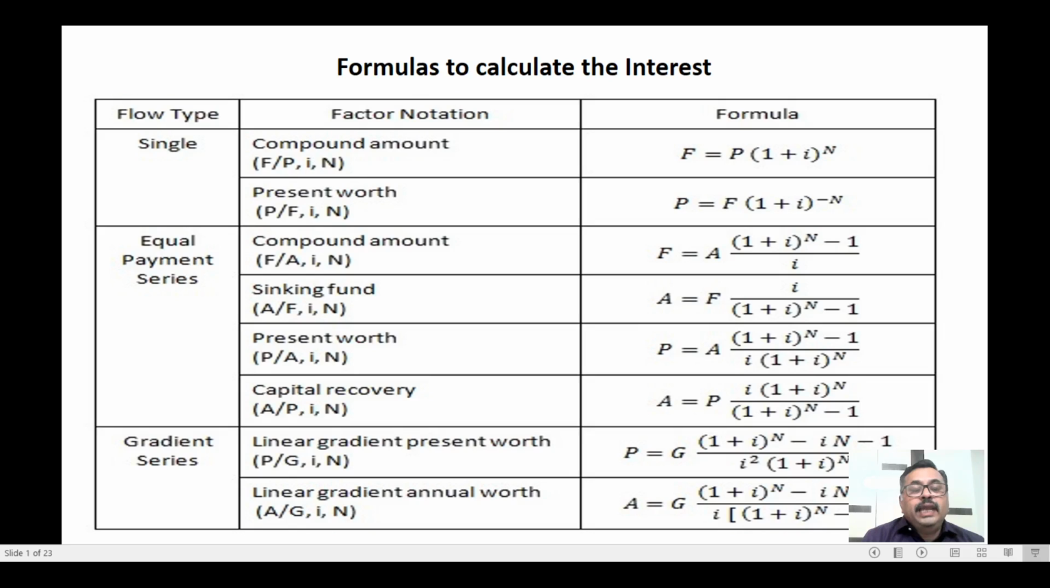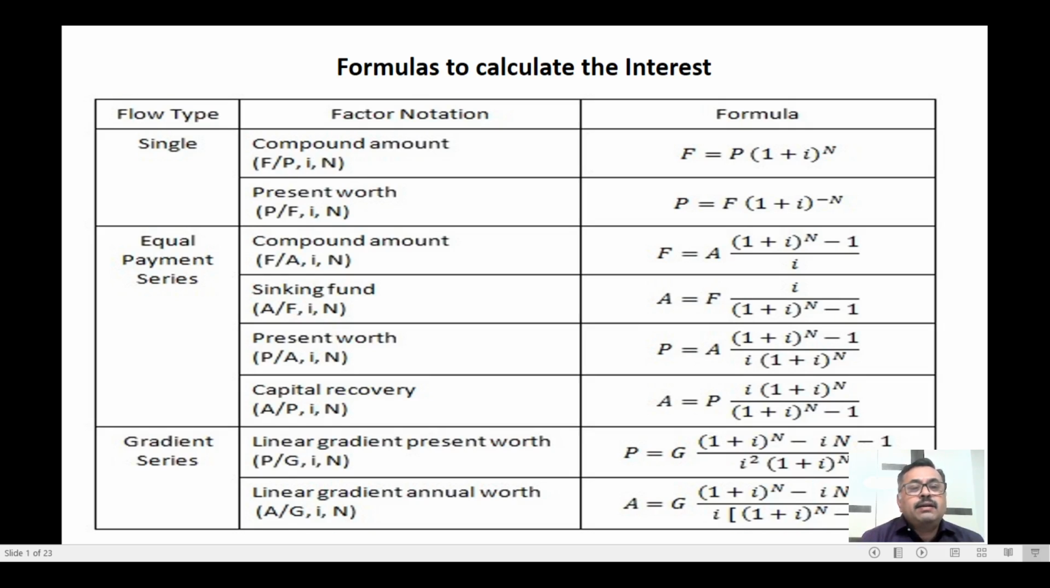Under the capital recovery, we denote it as A by P, that is the equal payment series. By knowing the present value, the interest rate and the future time period, that is P, I, N are known and we have to calculate the A. The formula used for that is A is equal to P into I into (1 plus I) to the power of N divided by (1 plus I) to the power of N minus 1.